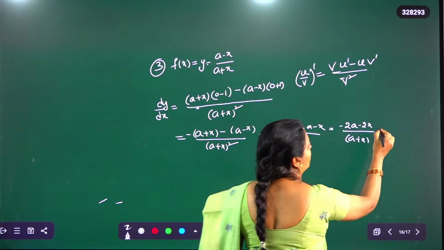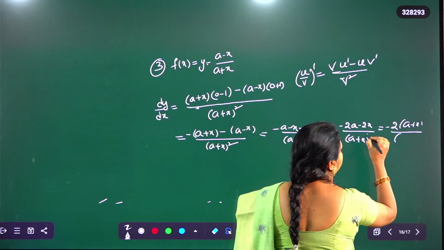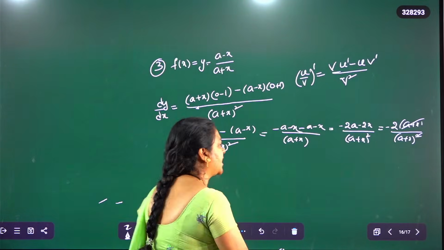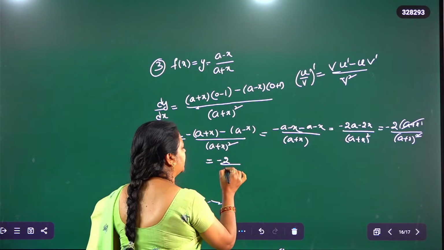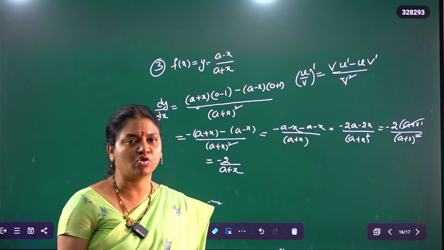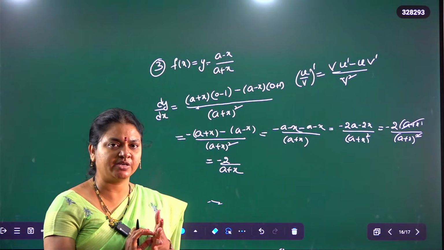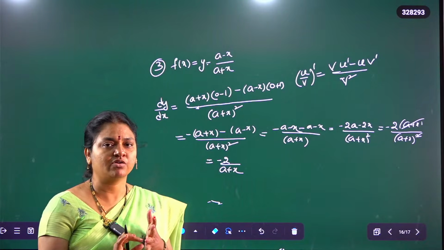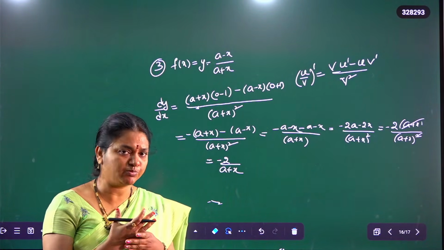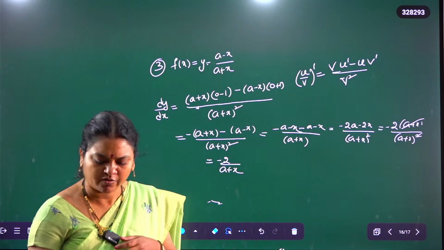In both we can take common minus 2, so that we get a plus x by a plus x whole square. One term will get cancelled and in the last we'll have minus 2 by a plus x, right? Isn't it? So like this we will do u by v problems. I am saying one-by-one model. First we started with the simple derivative, then we did uv, and now we have done u by v. That means we are checking each and every one: the simple property, then the product rule and then the quotient rule, isn't it? Now we will go forward with one more.